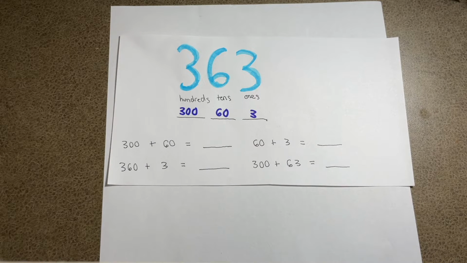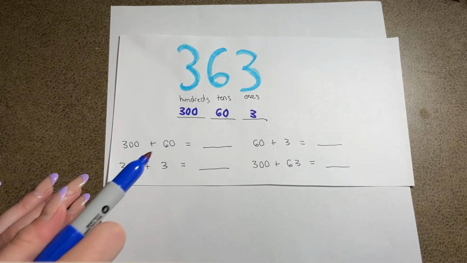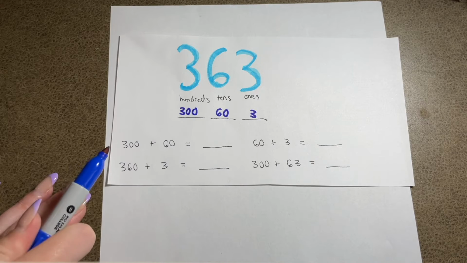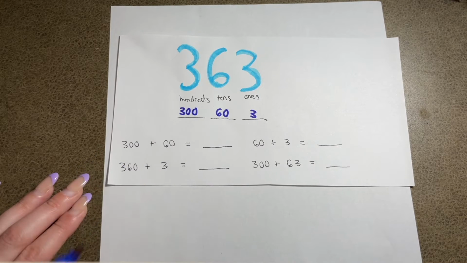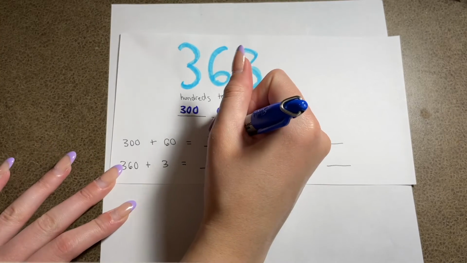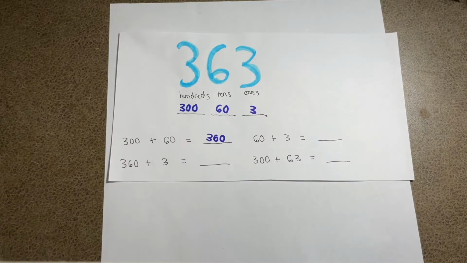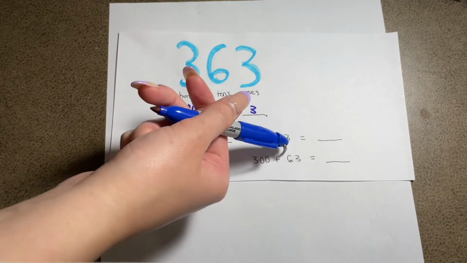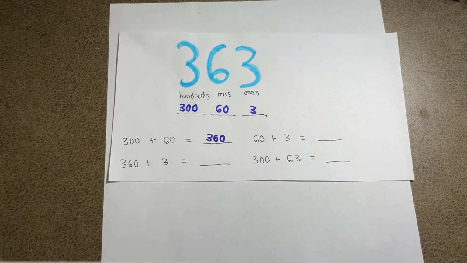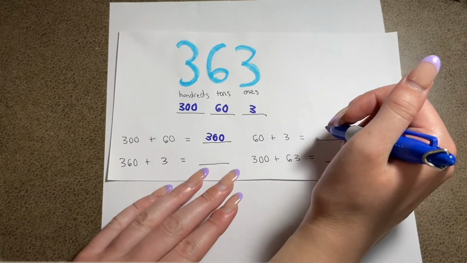Now let's add those all together in a couple different ways to get back to 363. So let's start by adding our hundreds number and our tens number together. So what's 300 plus 60? Good job. It's going to be 360. Now what's our tens number plus our ones number? So what's 60 plus 3? Perfect, 63.